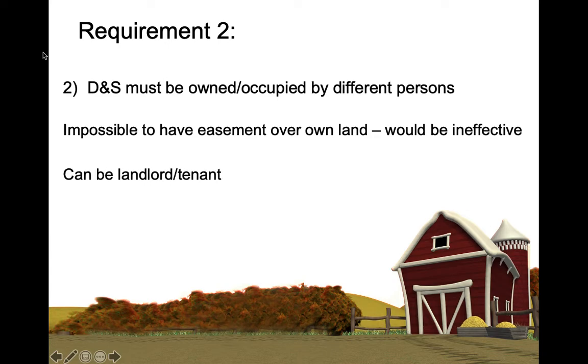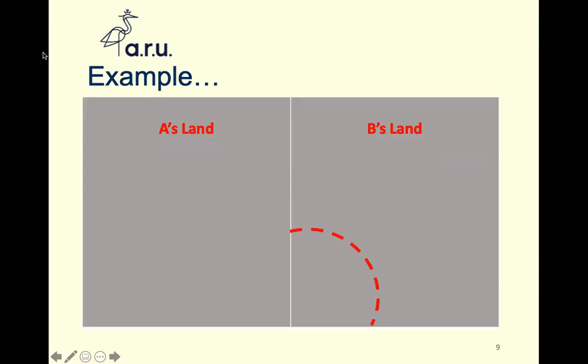However, we don't have to deal with two separate owners. We could be looking at A and B as technically landlord and tenant, so it would be possible for a tenant to have an easement over a landlord's land usually, or a landlord to retain access in some way and have a right of way over their tenant's land. So we could have landlord-tenant separation there.